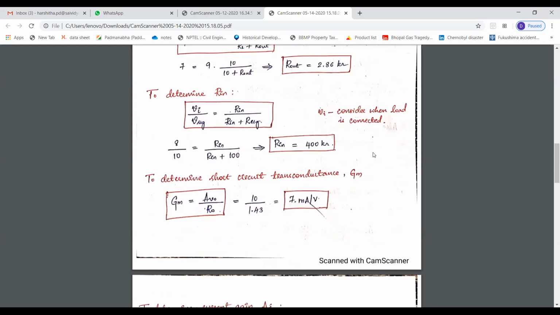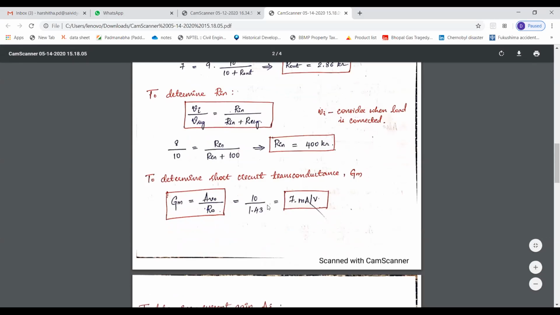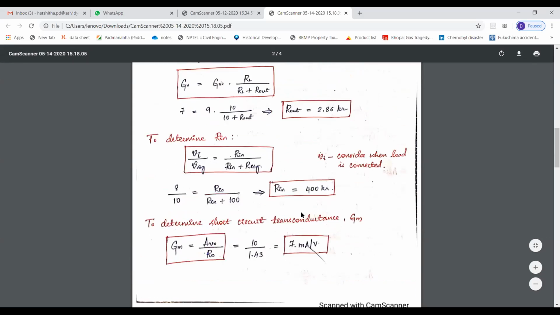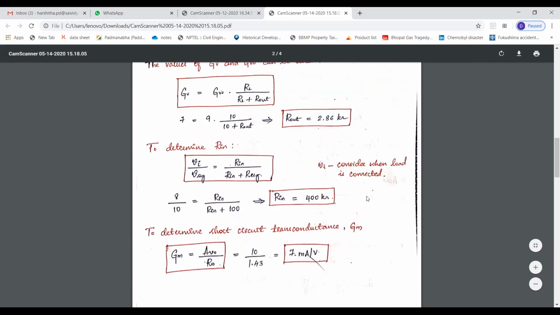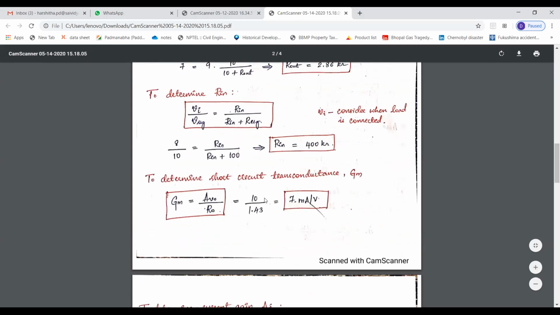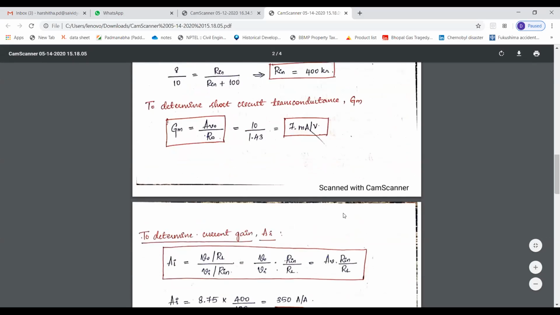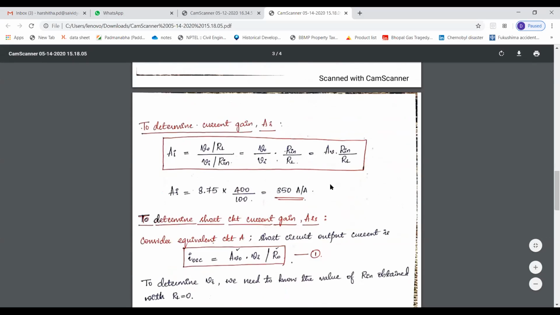And next we need to determine the short circuit transconductance. So the short circuit transconductance is given by Gm is equal to AV naught by R naught. AV naught, we found out, is equal to 10 volt per volt, and R naught is also found out here, and it is equal to 1.43. Upon substitution and simplification, we'll get Gm as equal to 7 milliampere per volt.